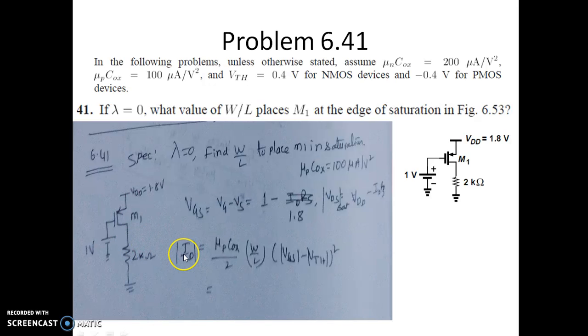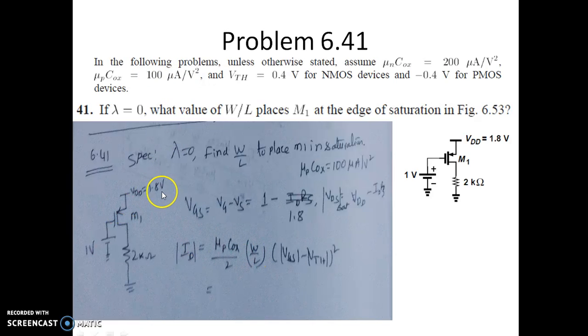Now we have the expression for magnitude of the current for a PMOS transistor as mu P Cox by 2 W by L, and magnitude of VGS minus magnitude of VTH whole square. Out of this we are asked to find what is W by L. We know what is VGS, we know what is VTH, and we know what is mu P Cox also. Mu P Cox is given as 100 microampere per volt square. We don't know ID, we don't know what is W by L.